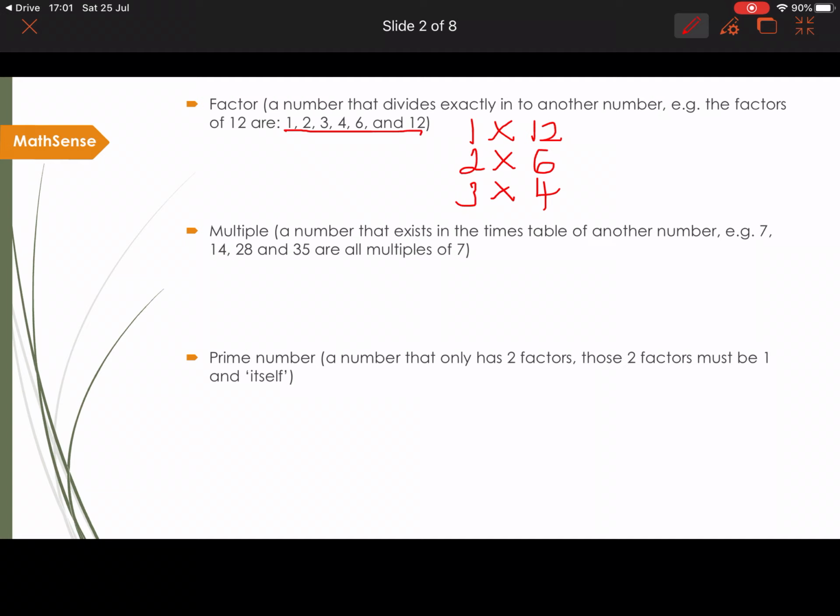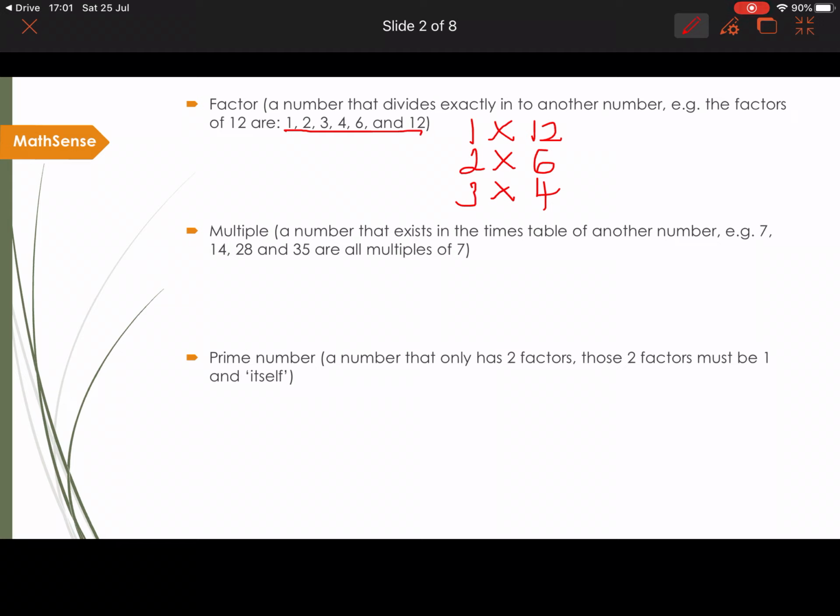Now a multiple is a number that exists in the times tables of another number. For example, 7, 14, 28 and 35 are all multiples of 7. So we would say that 35 was a multiple of 7. 7 is also a multiple of 7. It's the first multiple of 7.